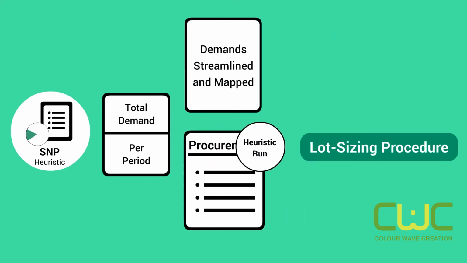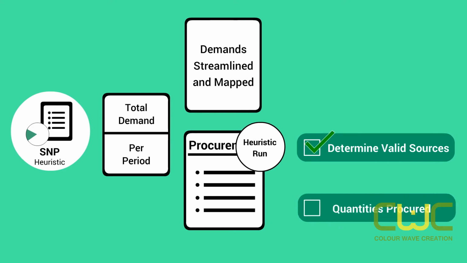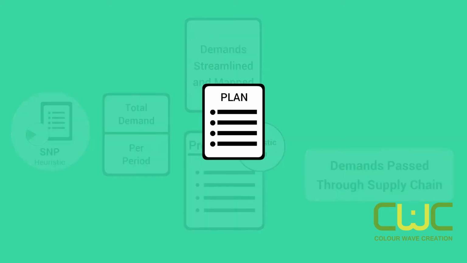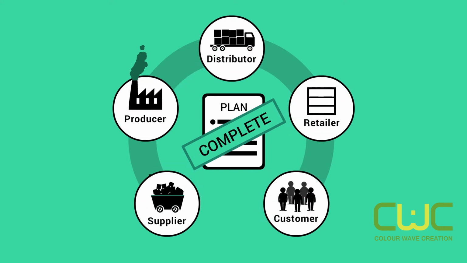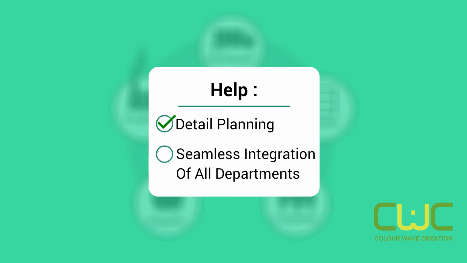Once the demands are streamlined and mapped, you need to streamline and plan your procurement. You can use a lot sizing procedure and quota arrangements of the heuristic run for each source. This is to determine the valid sources of supply and the quantities to be procured. These demands are then passed through the supply chain. Once the planning is complete for various levels, you need to make them available at various levels. This is to help them plan in detail and facilitate seamless integration of all departments.